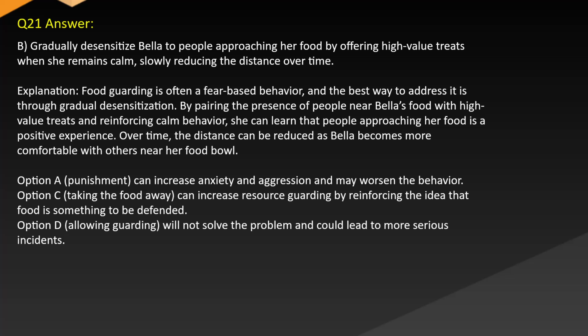Answer: B. Gradually desensitize Bella to people approaching her food by offering high-value treats when she remains calm, slowly reducing the distance over time. Explanation: food guarding is often a fear-based behavior, and the best way to address it is through gradual desensitization. By pairing the presence of people near Bella's food with high-value treats and reinforcing calm behavior, she can learn that people approaching her food is a positive experience. Over time, the distance can be reduced as Bella becomes more comfortable with others near her food bowl.